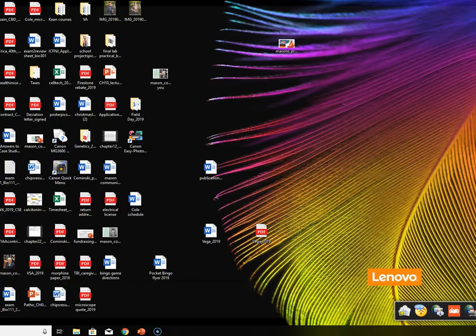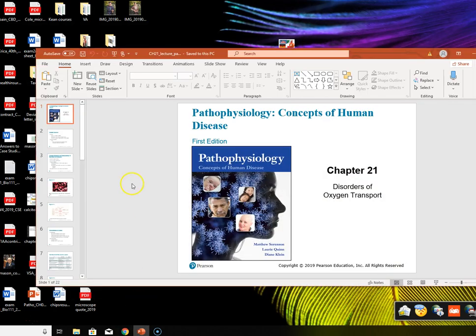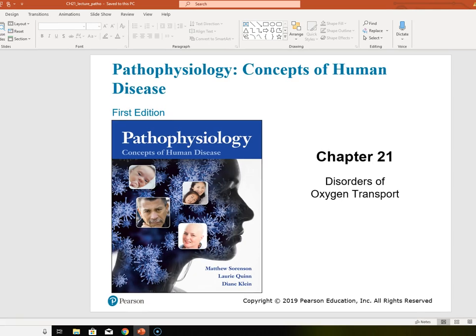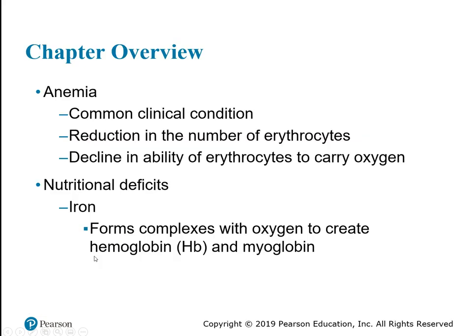Okay, so I believe we have one more here, and this is chapter 21. Again, I am mostly concerned with you being able to categorize these. All right, so oxygen transport. We haven't really talked much about this, and I think this is a good lead-in to our next unit, which is disorders of perfusion.